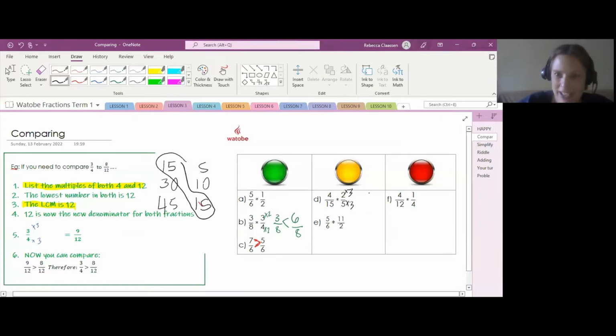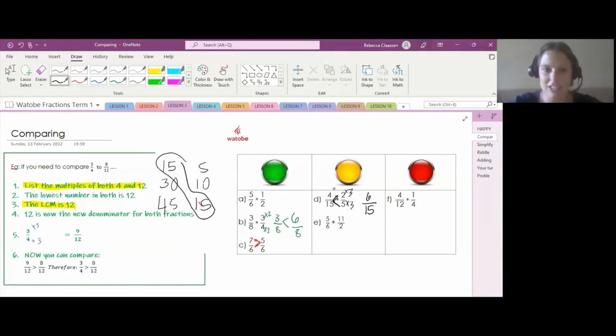Good job. Okay, and so which one is bigger? 6/15. 6/15. Excellent. Check that confidence going on there. Well done. I love it. Very cool. Okay, E. Oh, you guys are on track here.